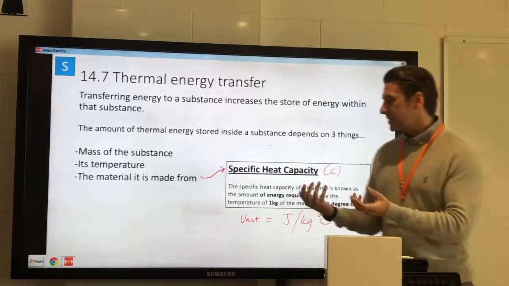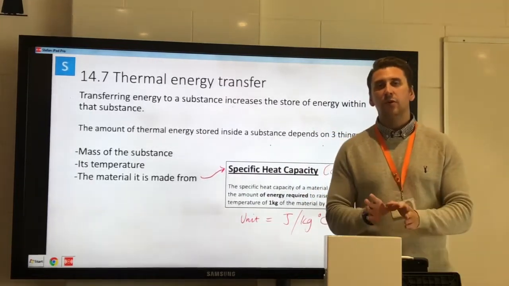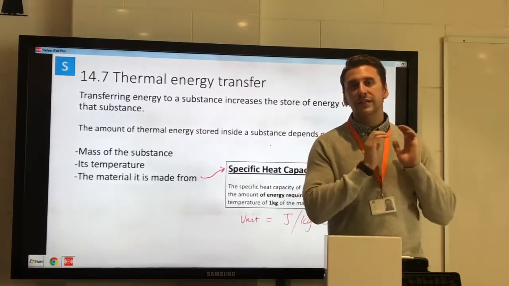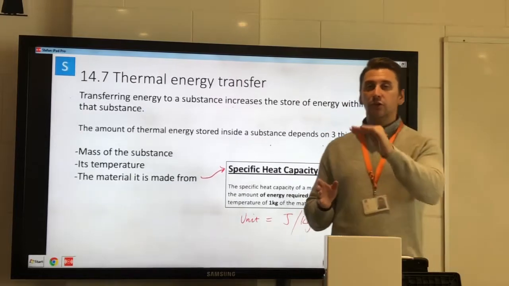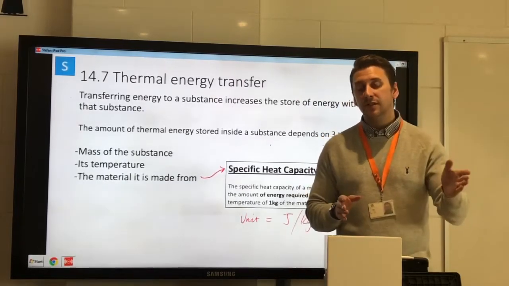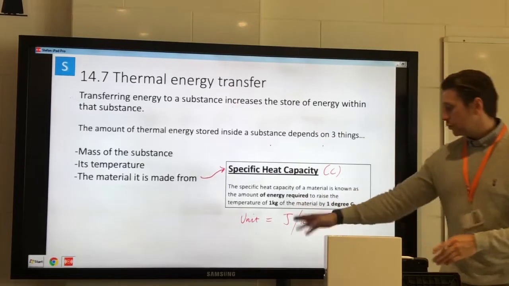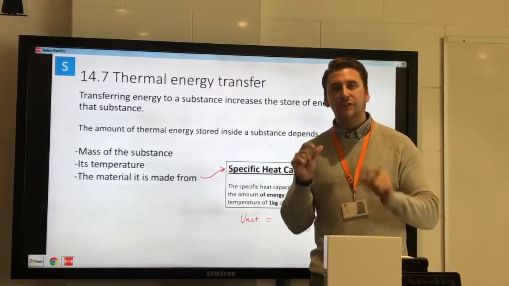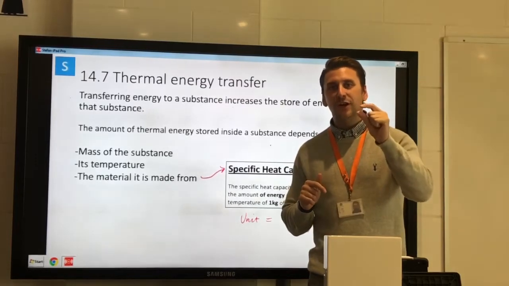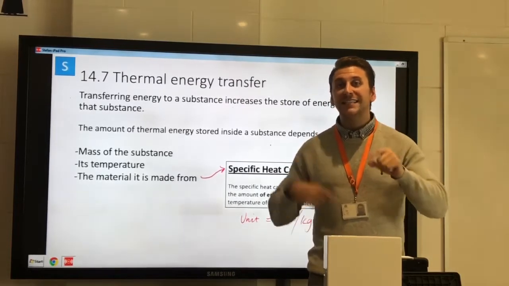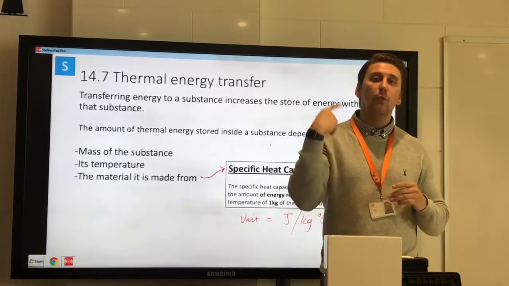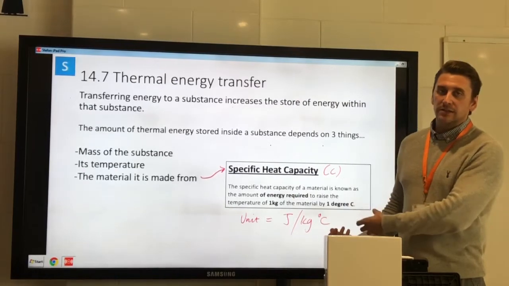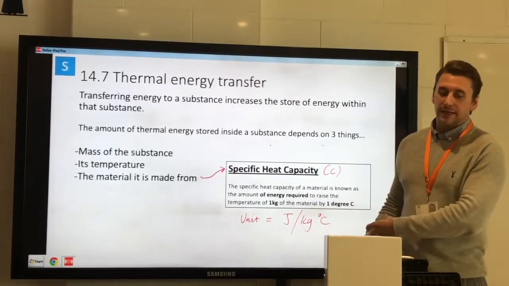So specific heat capacity, the amount of energy required to raise the temperature of 1 kilogram of a substance by 1 degree Celsius, the units of which are joules per kilogram degree Celsius, or joules per kilogram Kelvin. Because although the values of Kelvin and Celsius are different, the change in temperature of 1 degree Celsius is the same as the change in temperature of 1 Kelvin. So they're the same change, so the unit could be joules per kilogram degree Celsius or joules per kilogram Kelvin. It's the same thing.